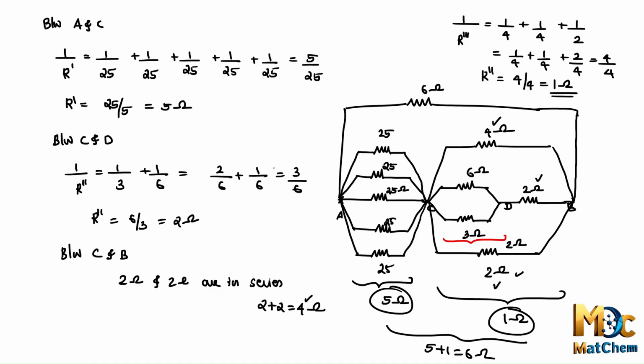This particular 6 ohm resistance and this particular 6 ohm resistance, these two 6 ohm resistances are in parallel between A and B. Correct? That means 1 by R effective will be equal to 1 by 6 plus 1 by 6, that is equal to 2 by 6. That is R effective will be equal to 6 by 2, that is equal to 3 ohms. That means the net resistance value in this particular circuit between A and B is going to be 3 ohms. So what is the effective resistance value? That is equal to 3 ohms.